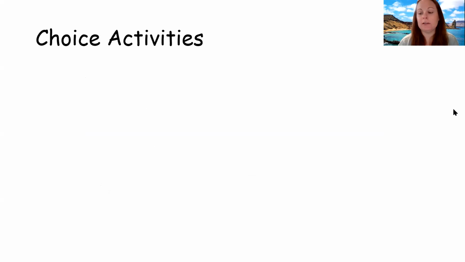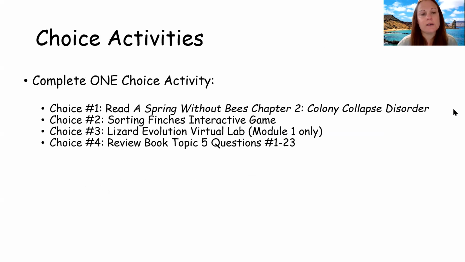Choice activities are going to look a little bit different because each choice is really different from the other, to kind of give you better options of what's interesting to you. So this week, you're going to see 4 different folders with 4 different choices. You only need to complete 1 of these choices. So choice 1, if you enjoyed the first chapter of A Spring Without Bees, I have provided you with the second chapter. This is not one that I'm planning on reading together as a group, but if you liked reading the first chapter of that book, you can choose that option, and your quiz will be based on that.